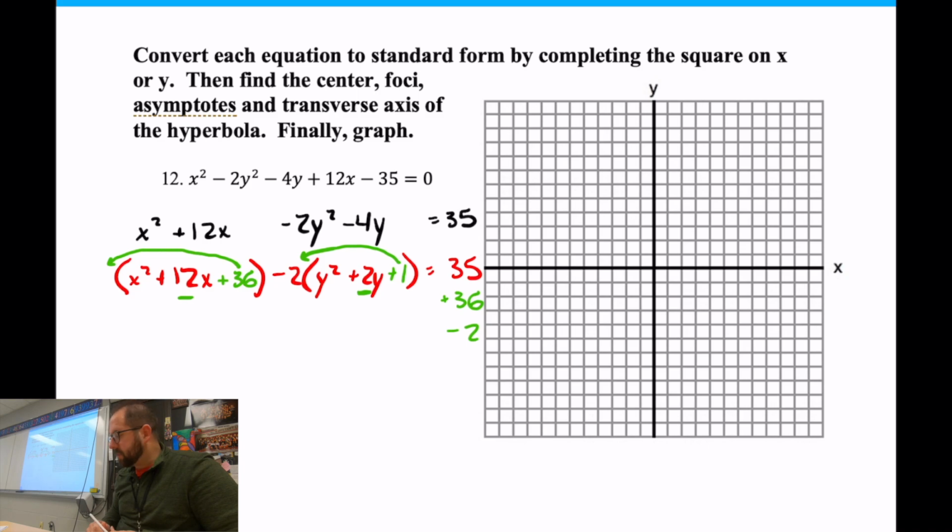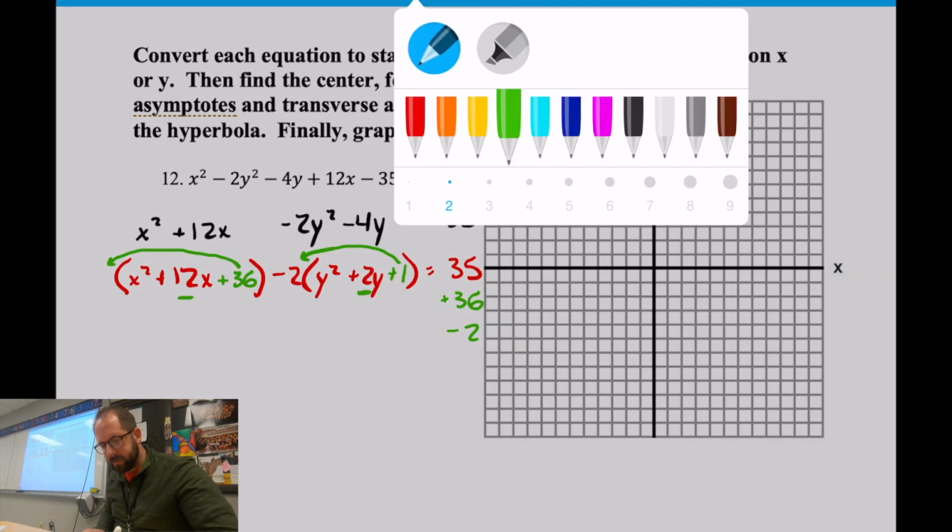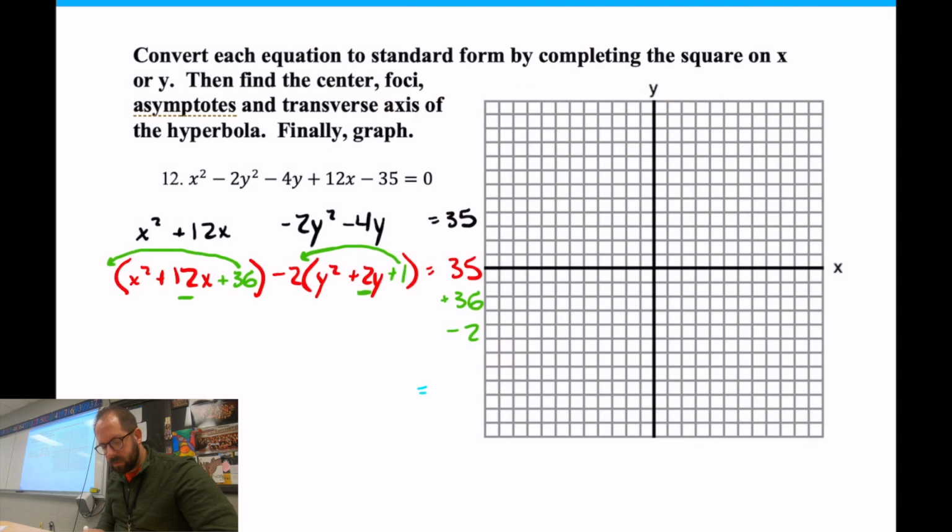All right, questions up to this point? Did I make any mistakes that you guys can see? I don't think I did. All right. Oh, we have 35 plus 36. And then we have the -2 across, so that makes it, what, a 69 on the other side? 69, right? Is that the number? 35 plus 36 minus 2.